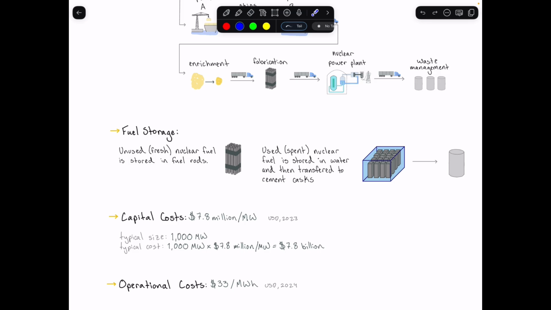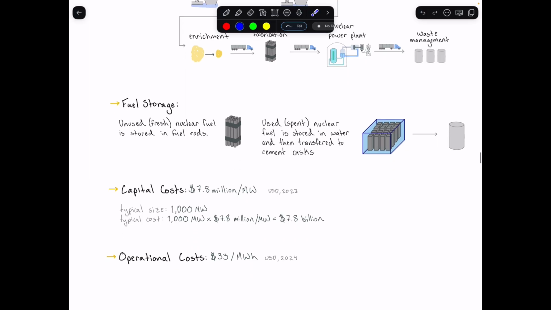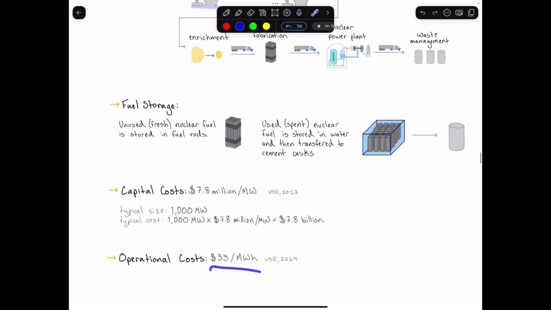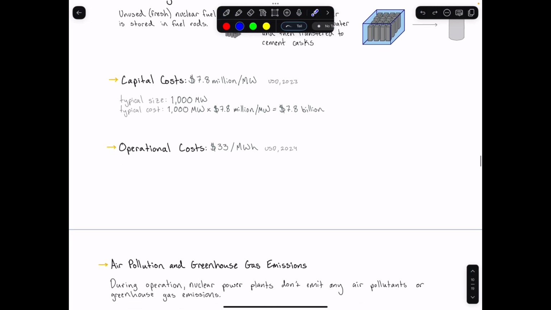There's also the incurred cost of needing to store very highly radioactive spent nuclear fuel, which, if there are any issues with that, if there are leaks of this highly radioactive fuel, can have very grave public health consequences if not dealt with properly. And the average cost is about $33 per megawatt hour, which I have here.